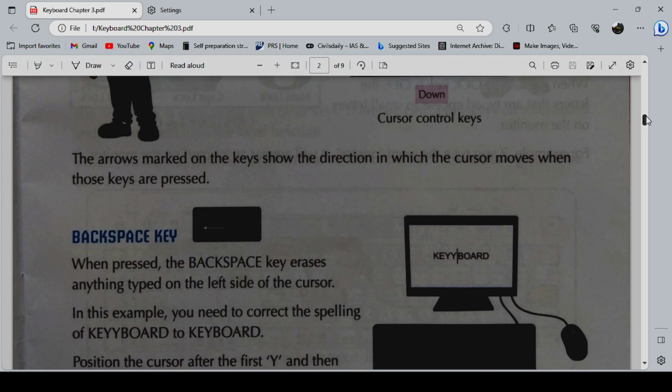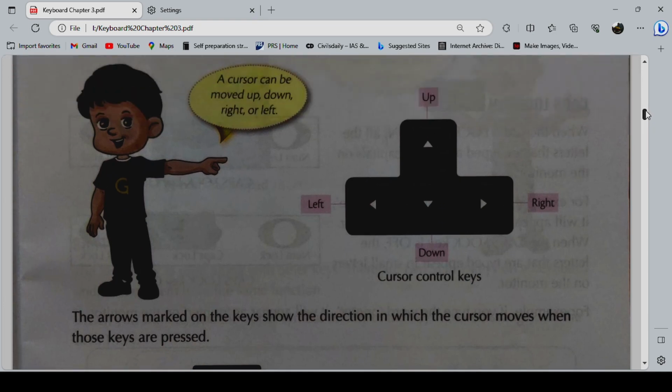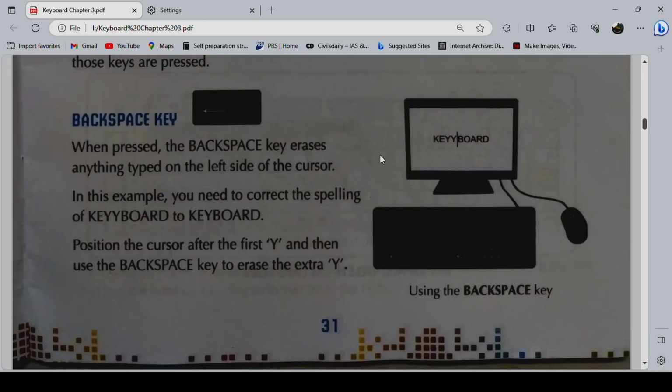Suppose this key is marked towards downwards. Okay, this key is marked downwards, this is to the left side, this is to the right side. If the cursor is blinking and I press this key, the cursor will move towards right. If I press the downwards key, the cursor will move down. Okay, this is what it is saying. Now we are done with the cursor control keys. Now we'll read about the backspace key.